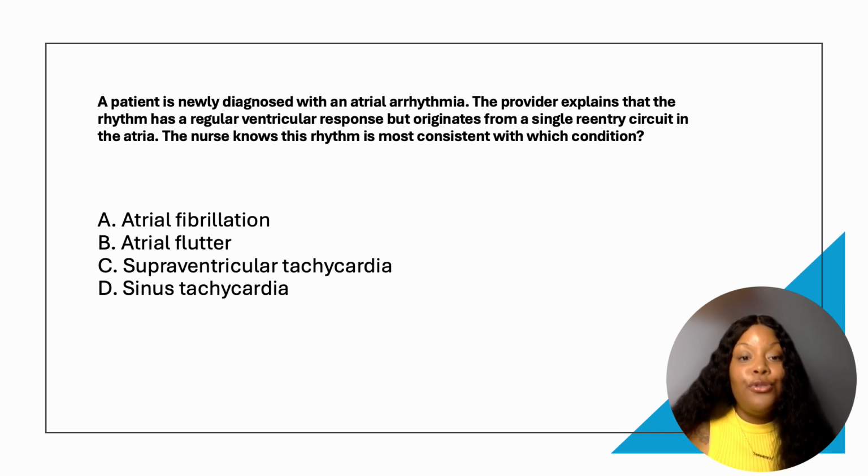But if you chose B, atrial flutter, then you are correct. What lets us know that this is atrial flutter is that it says the patient has a regular ventricular response, okay? I hope you guys got this one correct.